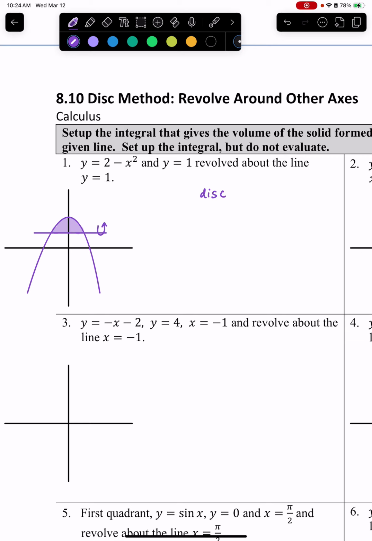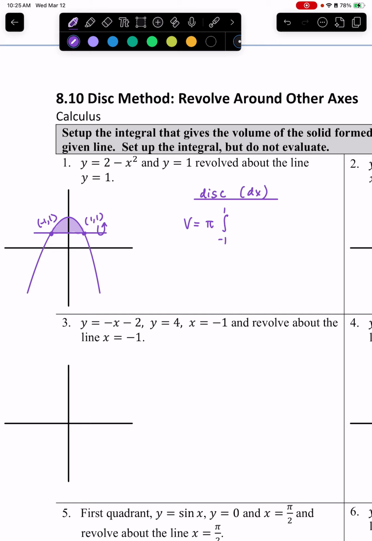This is going to be a dx integral. Volume is pi r squared. X is going to go from... So if I plug in 1 for y, I would get x is equal to plus or minus 1. So this is going to be negative 1, comma 1, and this is going to be 1, comma 1. All right, so our x values vary from negative 1 to 1.